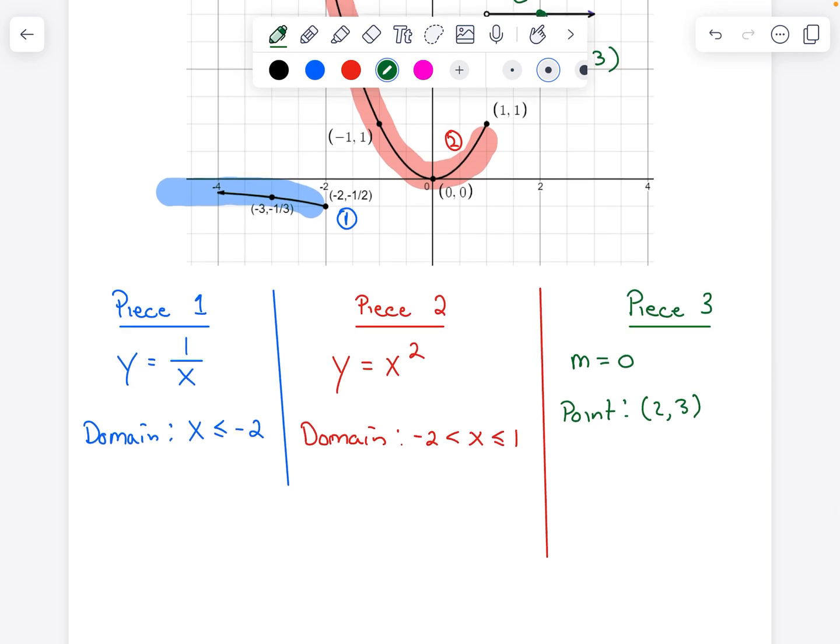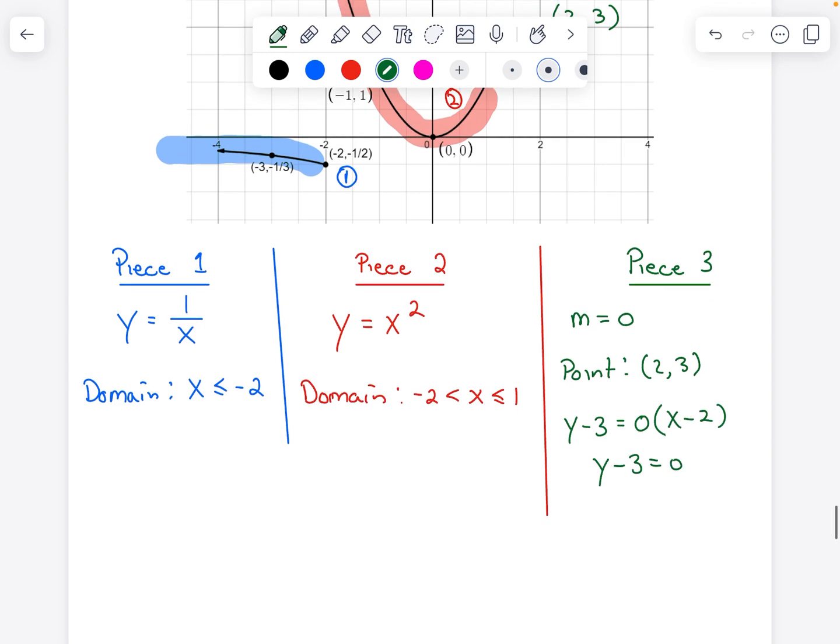And now I'm going to use point slope to find the rule. So y minus 3 is equal to 0 times x minus 2. So that y minus 3 is equal to 0. And the rule is y is equal to 3.